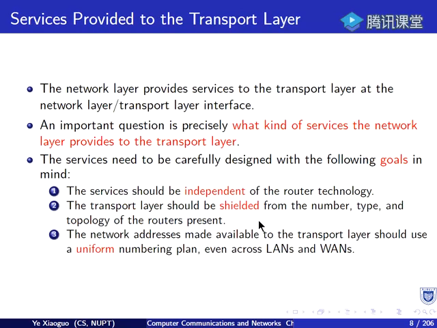The network layer provides services to the transport layer, through the network and transport layer interface. The interface is between the two layers. An important question is precisely what kind of services the network layer provides to the transport layer. We know services include two classes, connection-oriented and connectionless services.